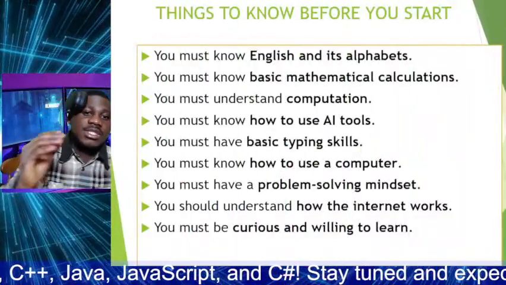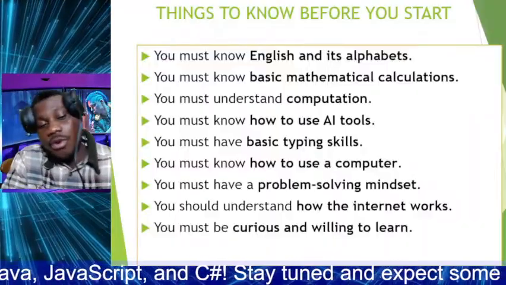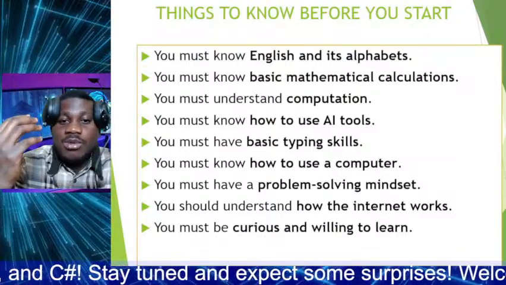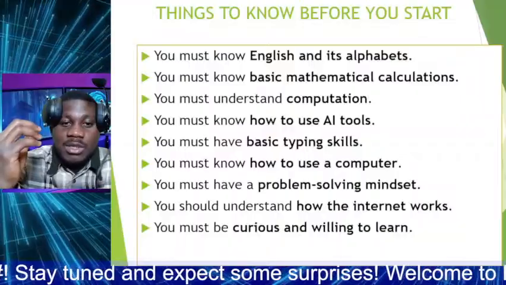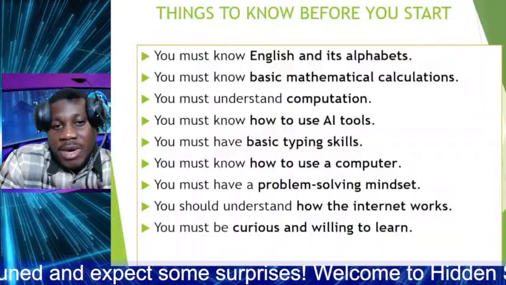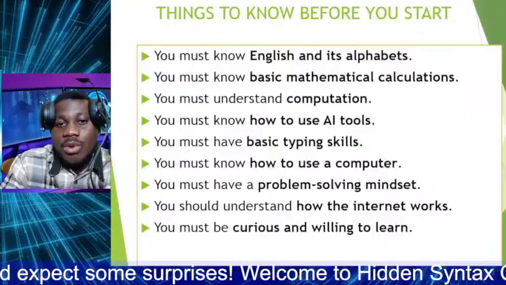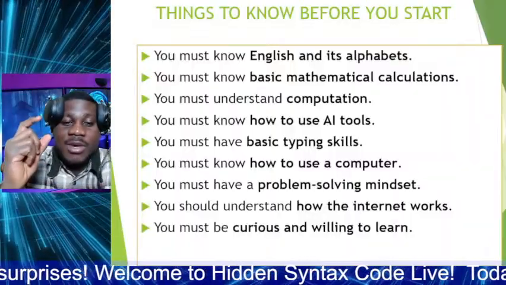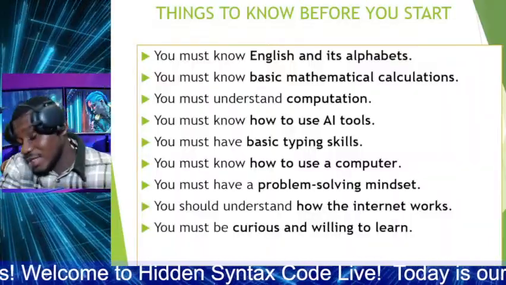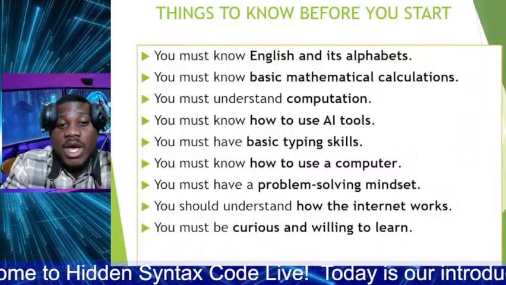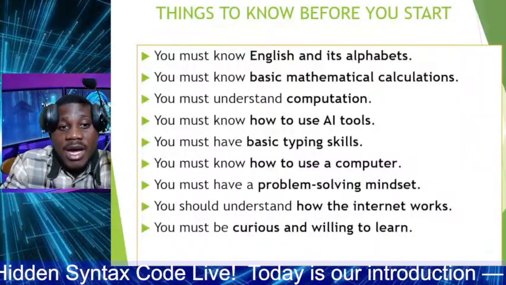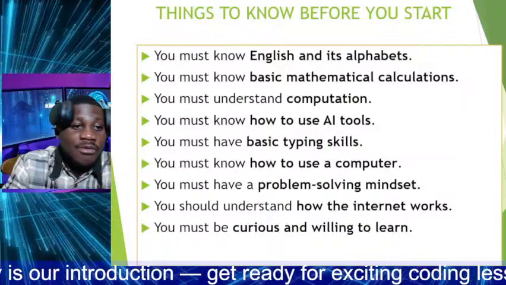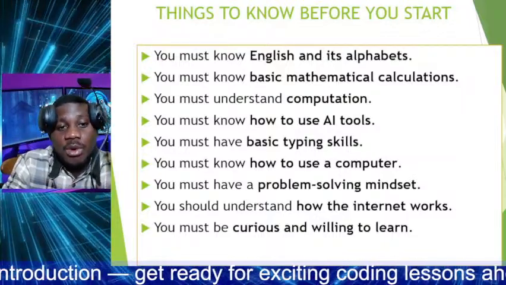Okay, so things you must know before you start. You see, before you start, there are things you must know that can make you learn about programming or that can make you be a programmer. So you must learn how to know English and its alphabet. Without knowing English and its alphabet, it will be difficult for you to understand what programming is or how to program computer software. And again, you must know some basic mathematics. Without it, it can be difficult for you to understand or program a computer.